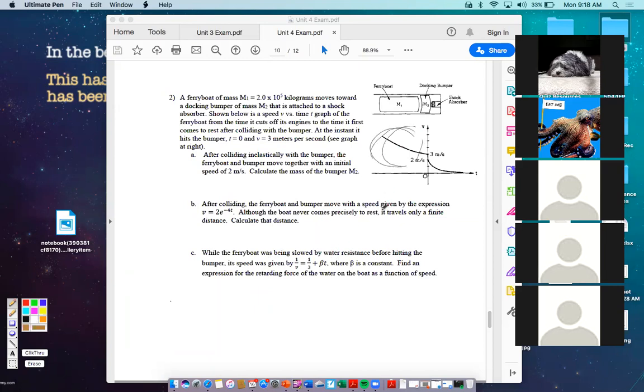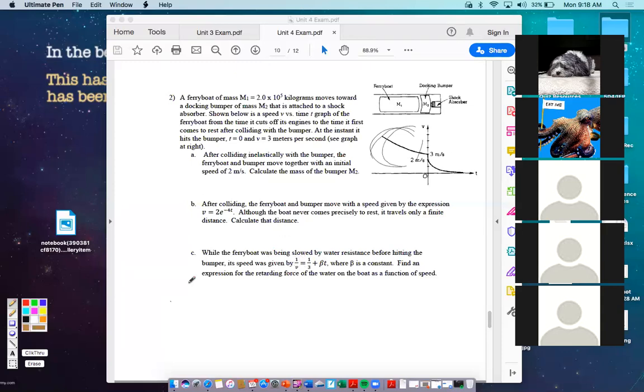While the ferry boat was slowed by water resistance before hitting the bumper, so that's like over here, I'm not worried about the bumper anymore. Its speed was given by this. Find an expression for the retarding force of the water on the boat as a function of speed. So I'm going to rewrite this.